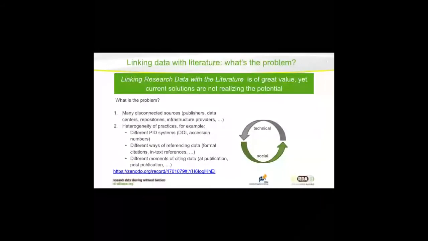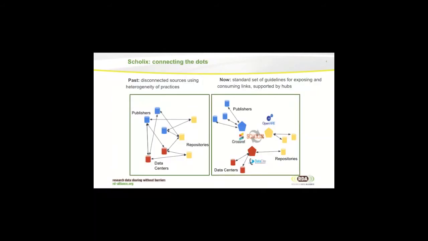The problem being that there are lots of disconnected sources, publishers, data centers, repositories, and lots of different practices between different persistent identifier systems, different ways of referencing data, and different moments of citing data, a lot of which we're still grappling with today. I've just linked to a Zenodo post that we put out through Make Data Count that talks about some of these challenges and how we propose a way forward for the community.